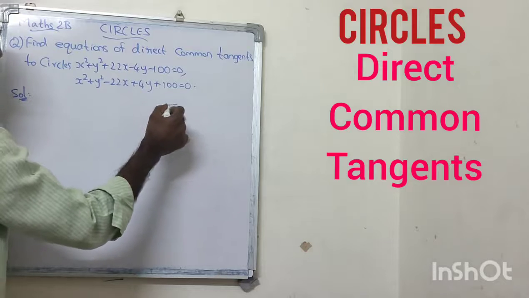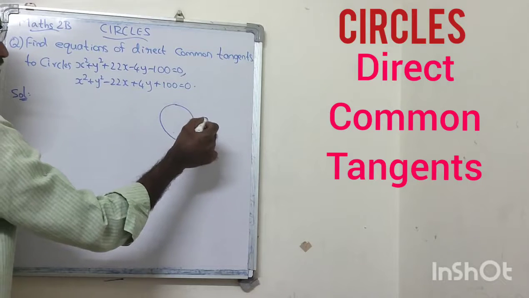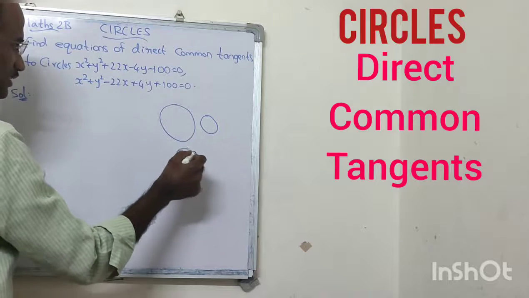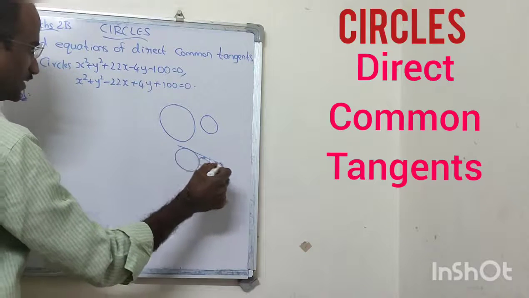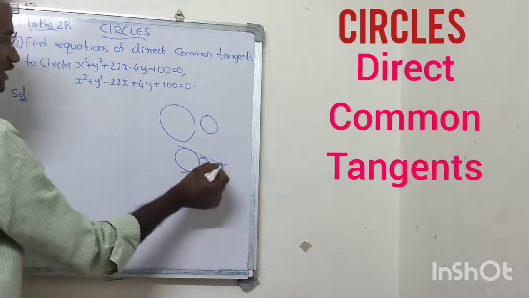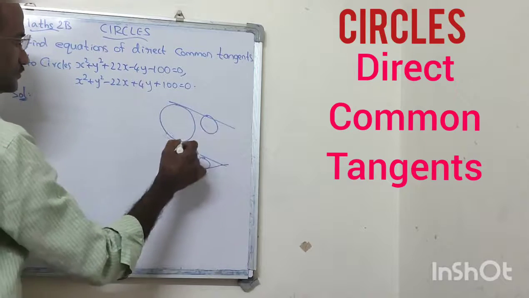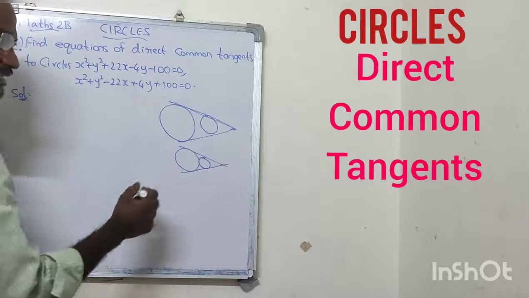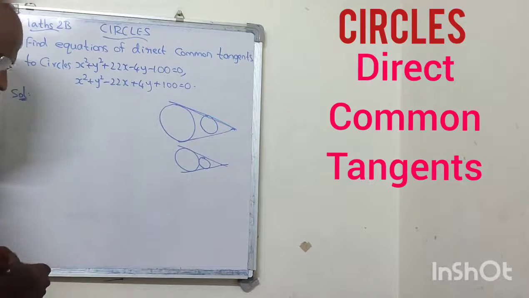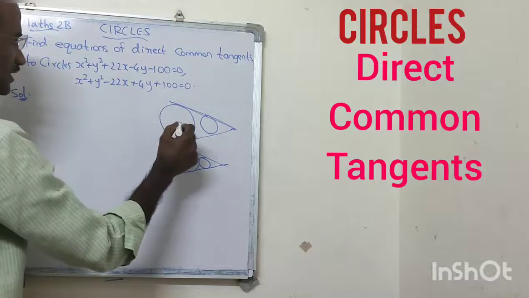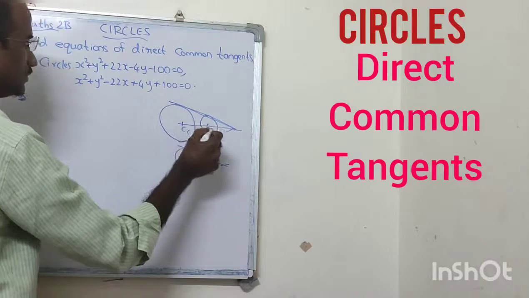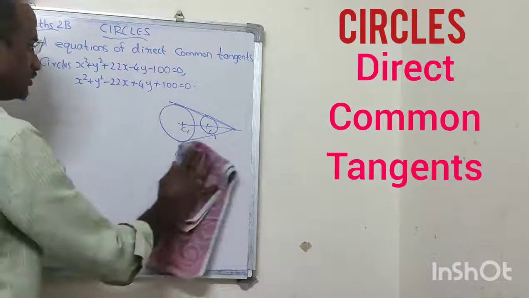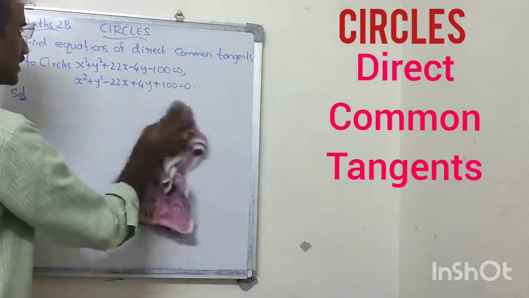Direct common tangents means, suppose these two are circles which are not touching or touching, whatever it is, they will be like this, which intersect at an external point. That point is called the external center of similitude, which divides the line joining C1 C2 in the ratio R1 is to R2 externally. That point you have to apply here. So now let us continue how to do this.